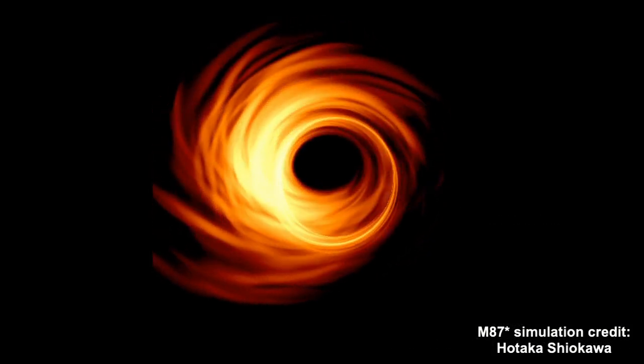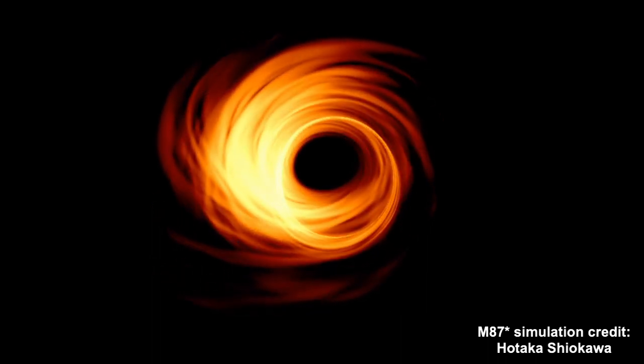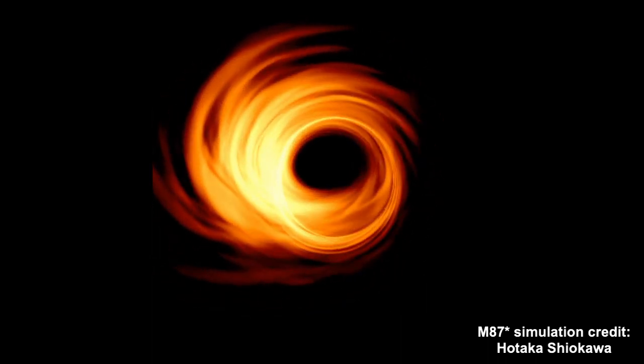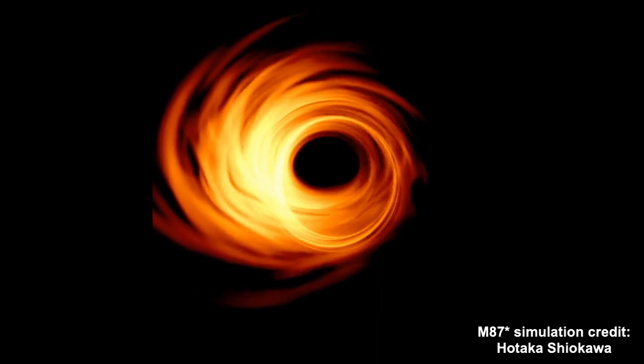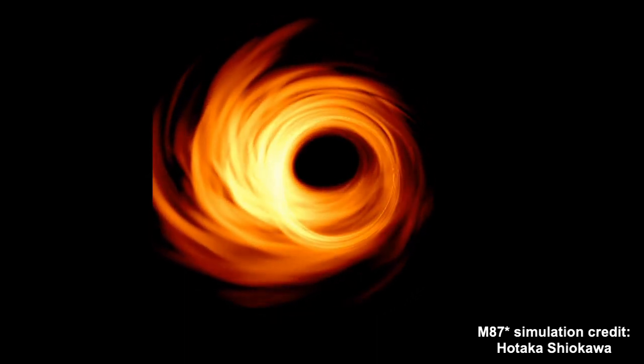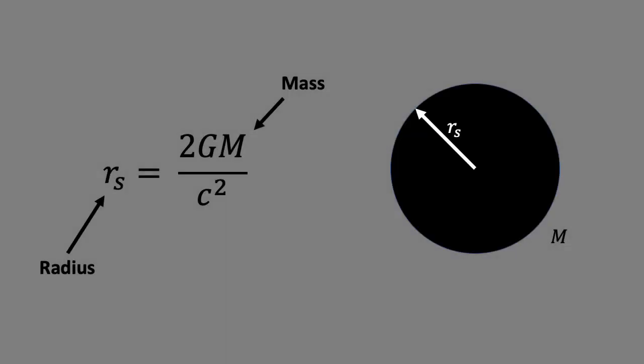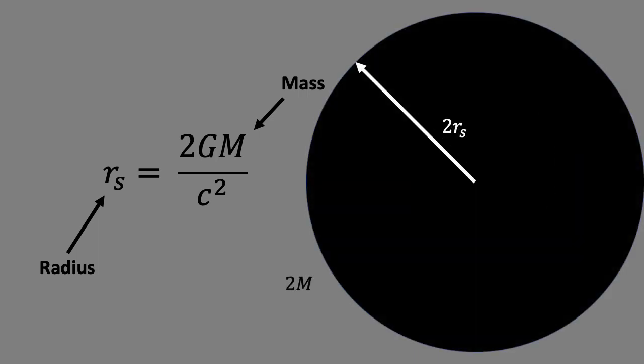M87* is also much bigger than Sagittarius A*. While Sagittarius A* is about 4,000,000 times the mass of the Sun, M87* is 3,000,000,000 times the mass of the Sun. It's important to note that the radius of a black hole's event horizon is directly related to its mass. So, if you double the mass of a black hole, you double its radius. That means that when we compare a stellar mass black hole to a supermassive one, the supermassive ones have event horizons that are at least 10,000 times as large as stellar mass black holes.